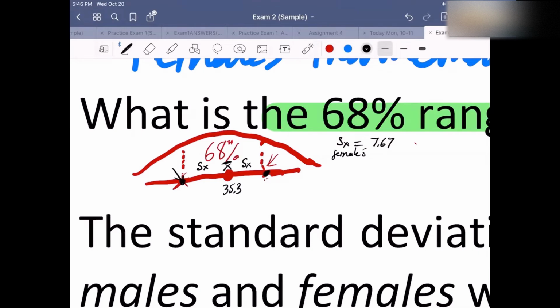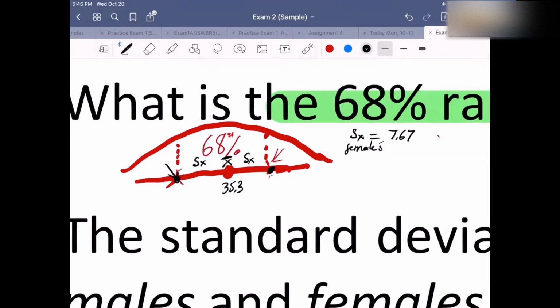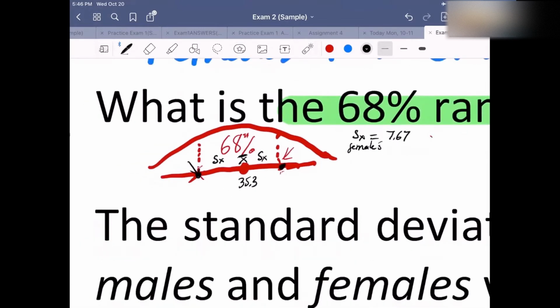And we did many examples like this last time already, right? All right, it's good that you guys tried. So remember that if you move to the left one standard deviation, that means that you just take the mean minus the standard deviation, right? So the mean is 35.3 and the standard deviation is 7.67. So the answer is 27.63, right?